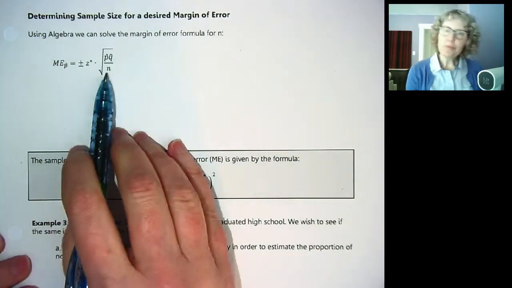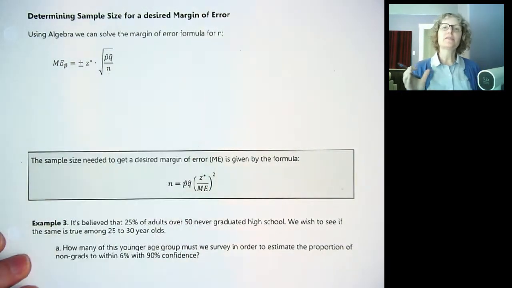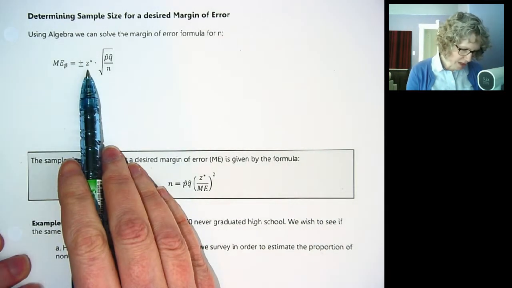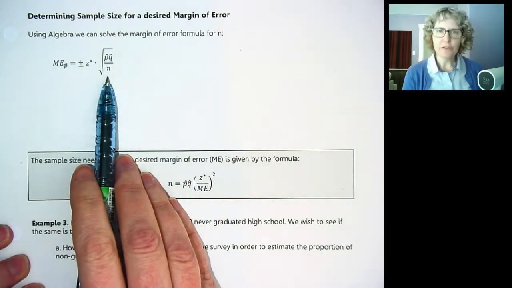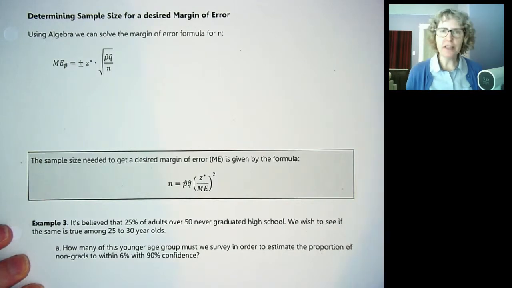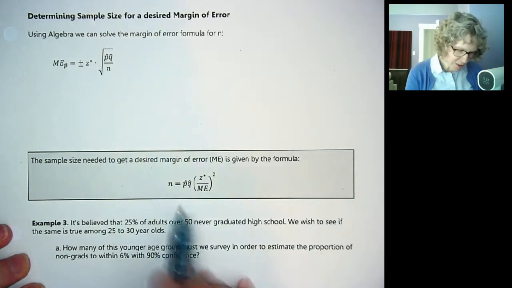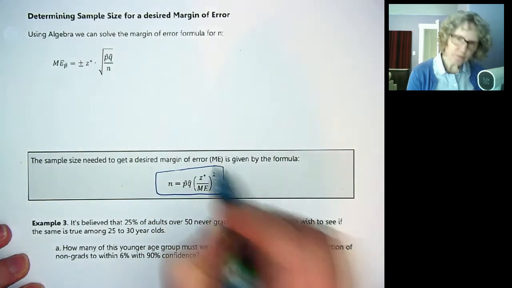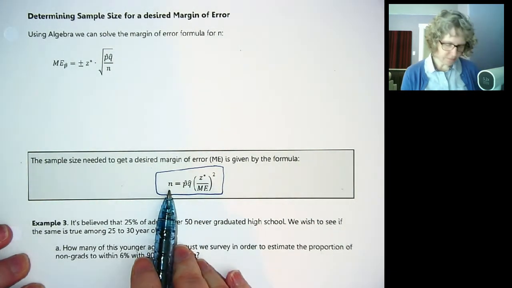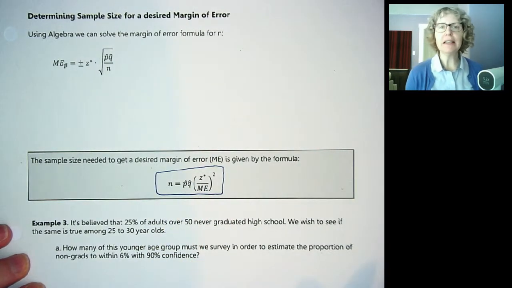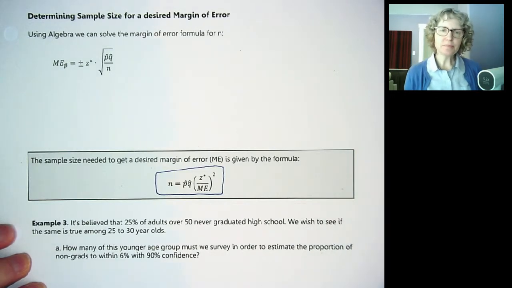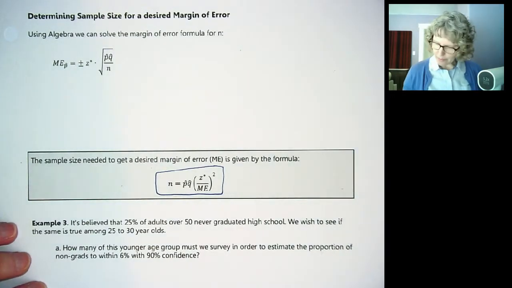So if we sample more people, we should get a smaller standard error and a smaller margin of error. So we can actually take this formula and make a new formula by solving it for n. If you love algebra, you're going to love this. If you don't like algebra, just skip ahead. It doesn't matter. We're going to be using this formula, which is now solved for n. We plug all the other things in, and it tells us what sample size we need to get a certain margin of error.